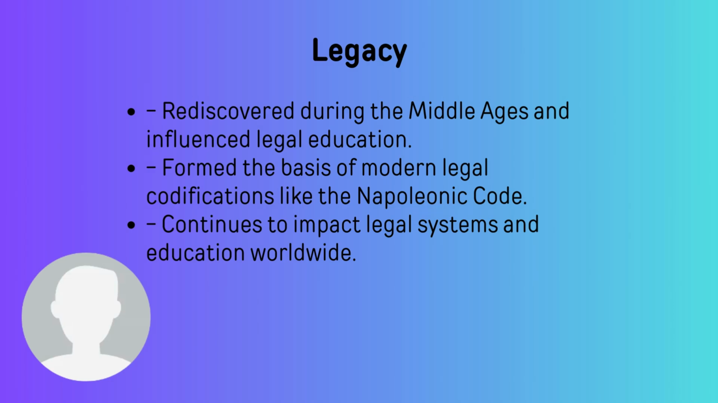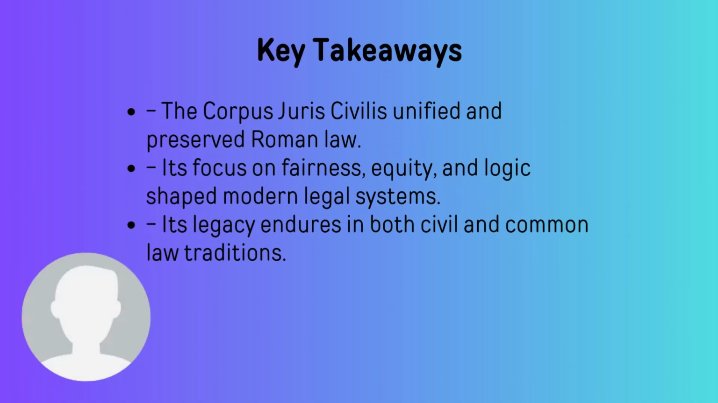The Corpus Juris Civilis was a groundbreaking project that unified and preserved Roman law for future generations. Its focus on fairness, equity, and logical organization made it a model for modern legal systems. It was a very important contribution to legal history, shaping how laws are created and applied even today.